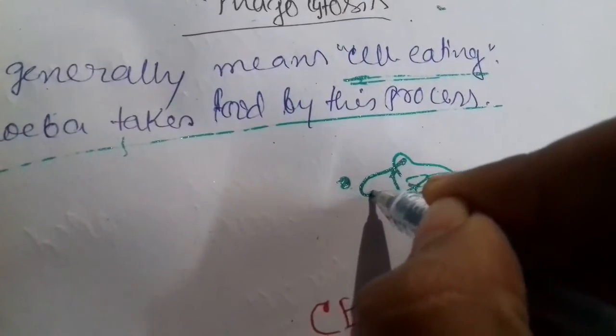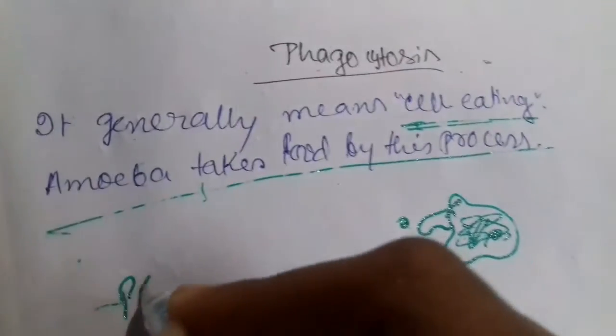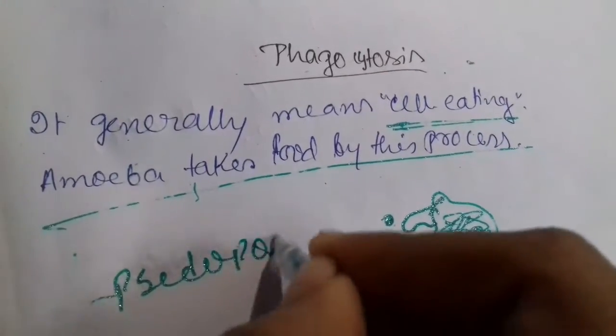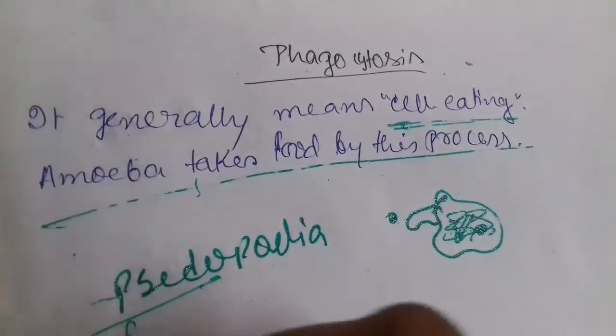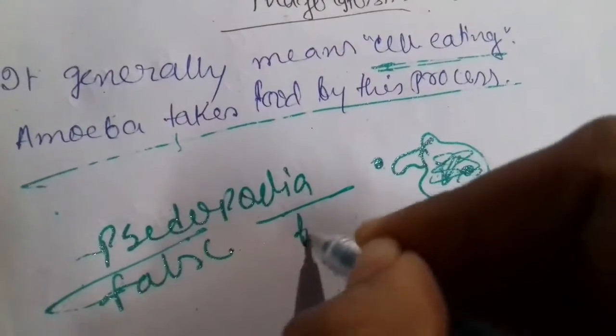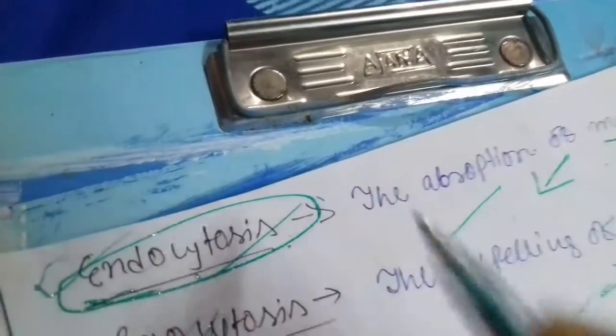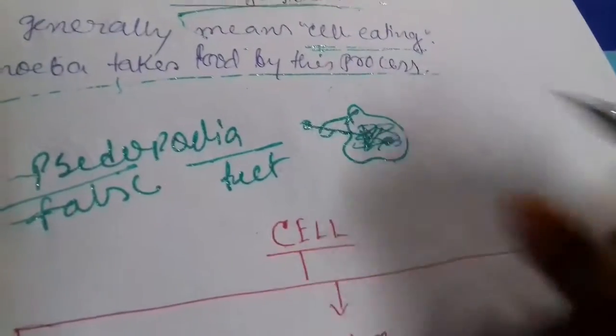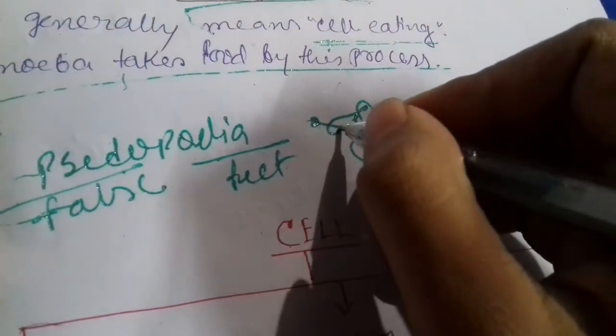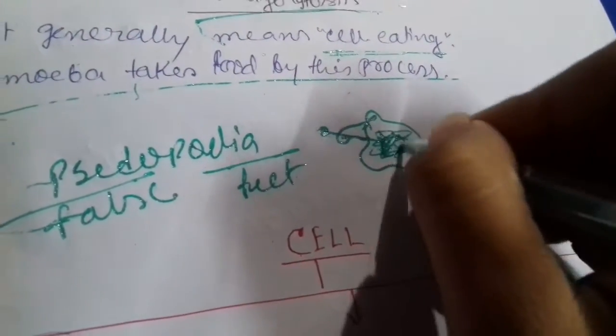it makes some false feet called pseudopodia, where pseudo means false and podia means feet. It attracts the food and takes it in by endocytosis, or here the special name is phagocytosis. Many kinds of protozoa take food in such a process. After digestion, it throws out the waste. This is called exocytosis. Got it?